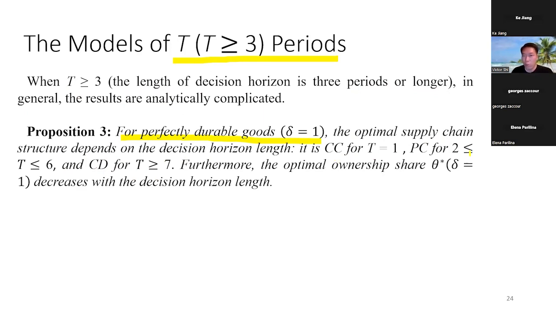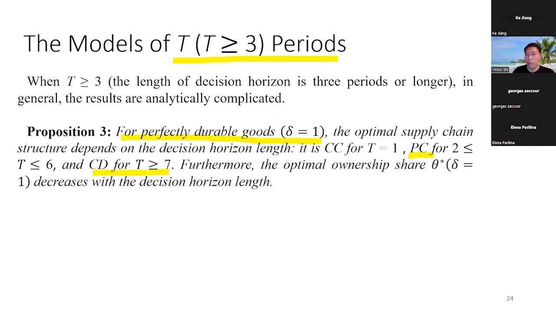If the decision horizon is anywhere between 2 and 6, then PC, partial centralization, is better. When the decision horizon is 7 or more, the complete decentralization is better. So this basically tells us that if the length of the decision horizon is long enough, then decentralization is better. That means, because as we said, decentralization basically can solve only the time inconsistent problem.